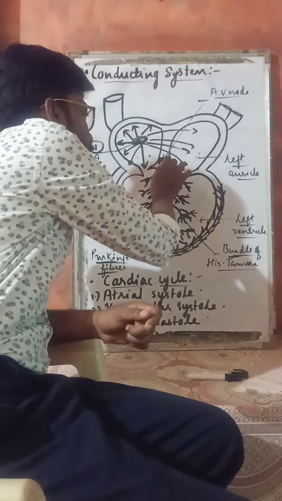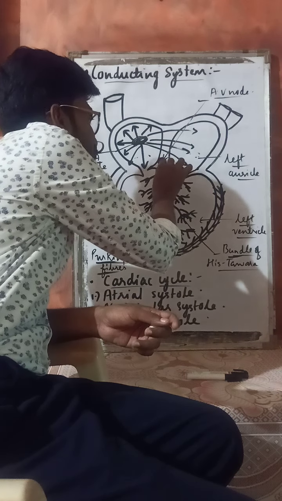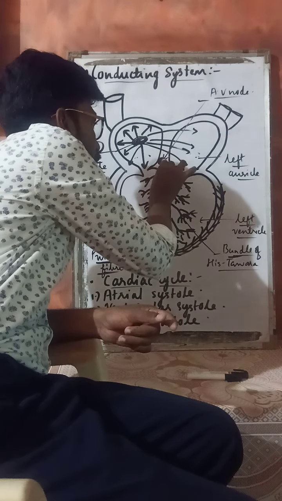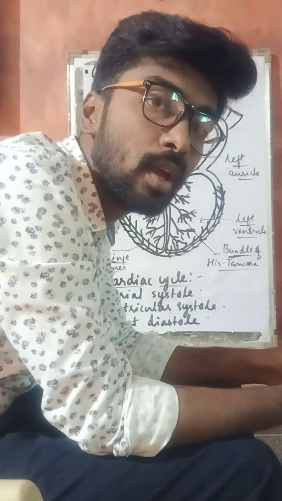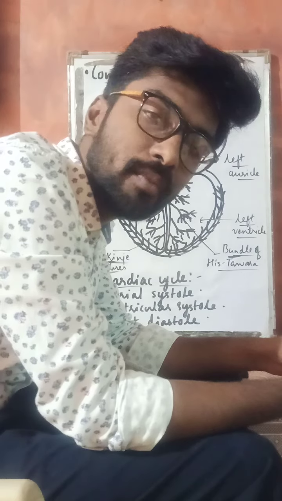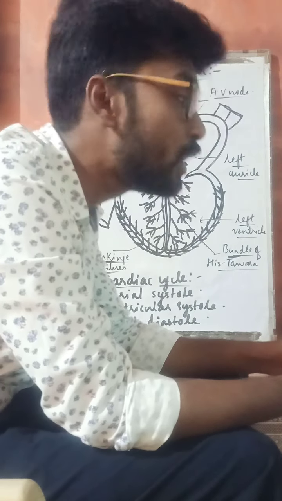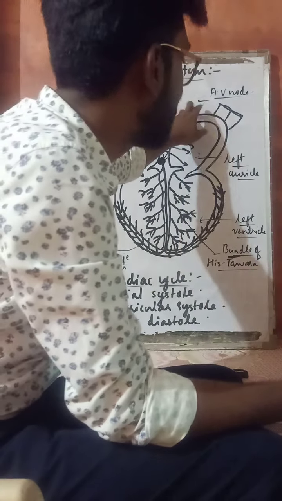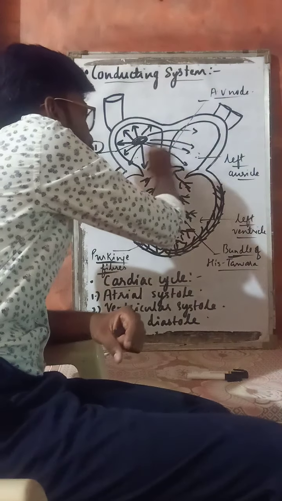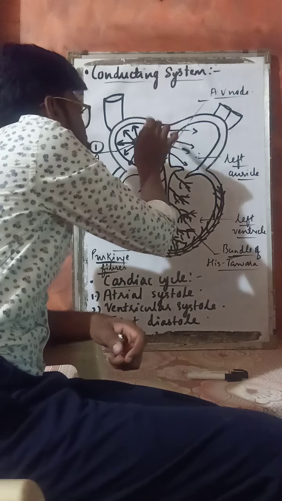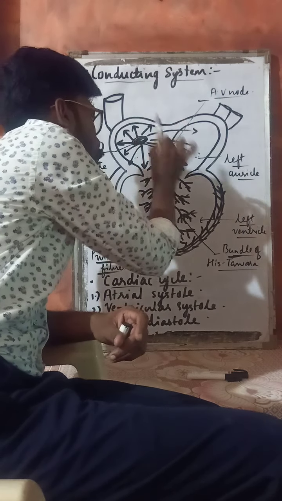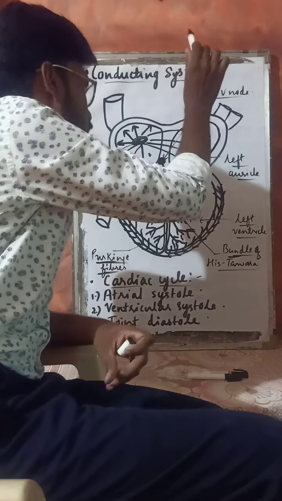Second is called AV node. Now this AV node is present in the wall of the right atrium near the opening of the coronary sinus, right? We all know coronary artery generally supplies the blood to the heart, right? So this AV node is present at the right hand side. कौन से right hand side? Right atrium के. In the wall of the right atrium, near the opening of coronary sinus.